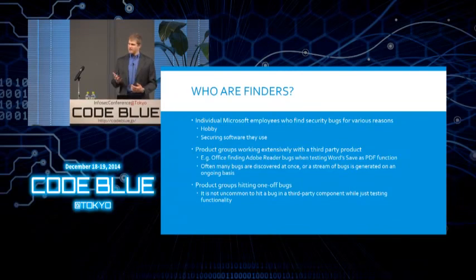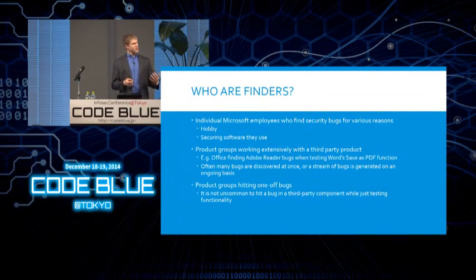There are three main classes of people within Microsoft who report security vulnerabilities. The first and most important is individuals. We have people who work for us who are, probably like many of you, just interested in security, and they're finding security vulnerabilities for fun or to help secure the products that they use.